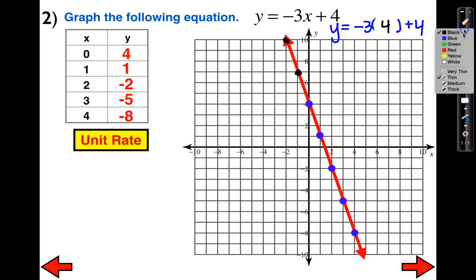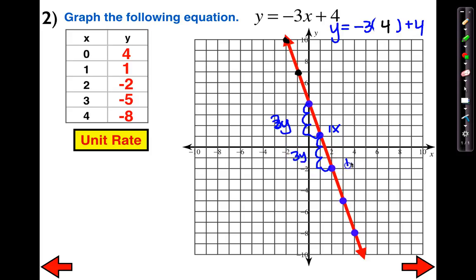What is our unit rate? Well, let's see. I'm just going to go ahead and pick a point here. Notice it's dropping 1, 2, 3 y's for every 1x. Let's check that again. It's dropping 1, 2, 3 y's for each 1x. So hopefully at this point you can see that the unit rate is -3y for each x.